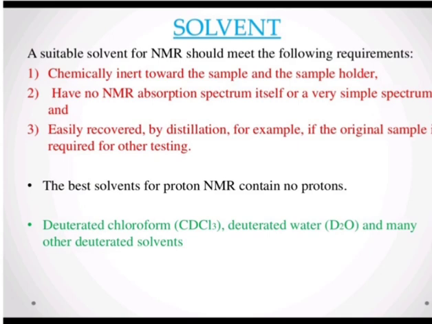And the base solvents for proton NMR contain no proton, meaning the solvent in which proton or hydrogen is not present is used as a base solvent. And deuterated chloroform, that is CDCl3, deuterated water D2O, and many other deuterated solvents are used in the NMR spectrometer for the dissolution of a solid.